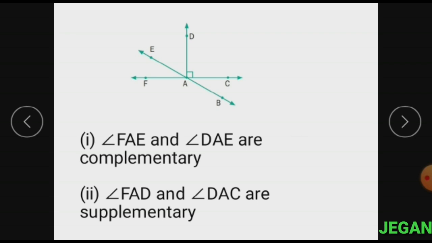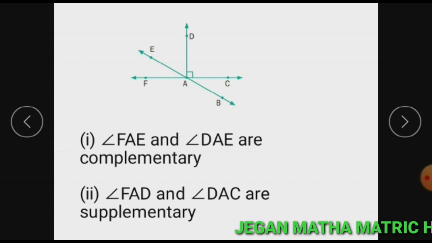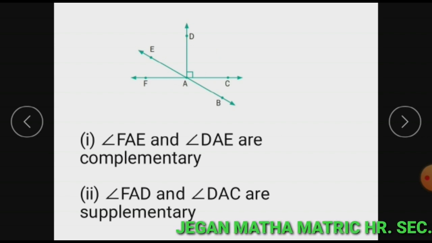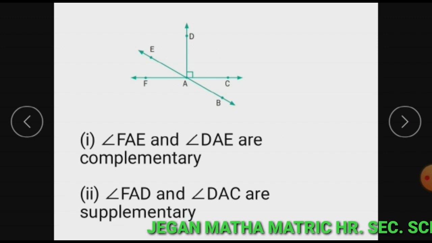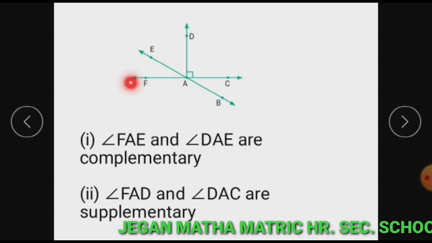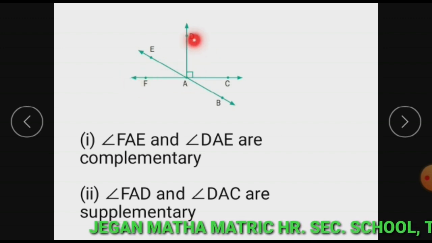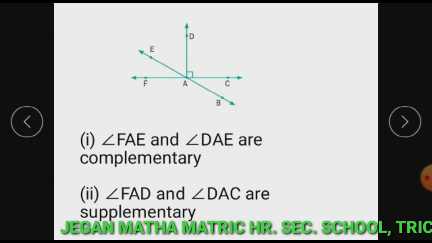In the given figure, angle FAE and angle DAE are complementary because angle FAE plus angle DAE gives angle FAD, which is equal to 90 degree.